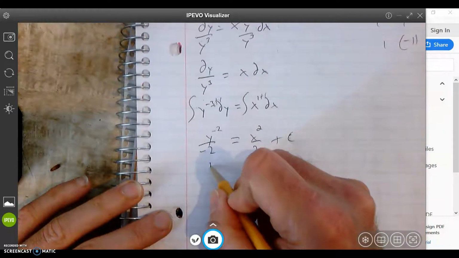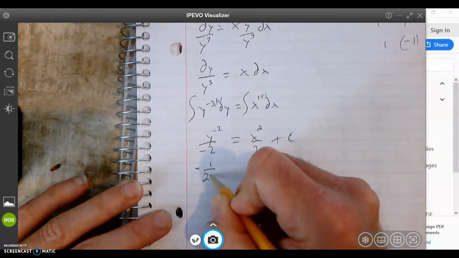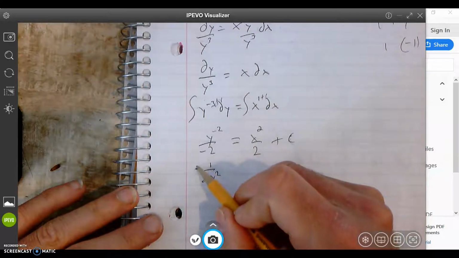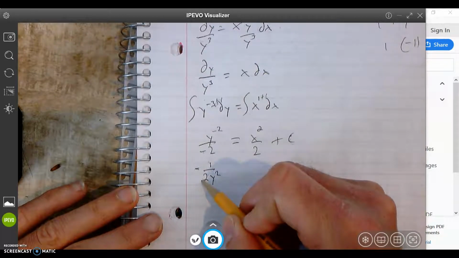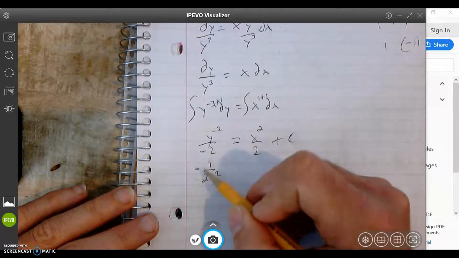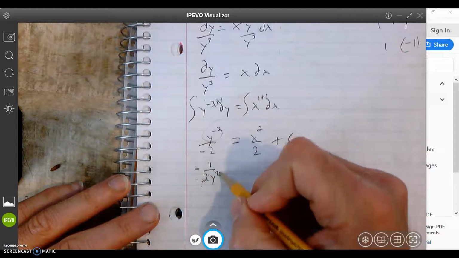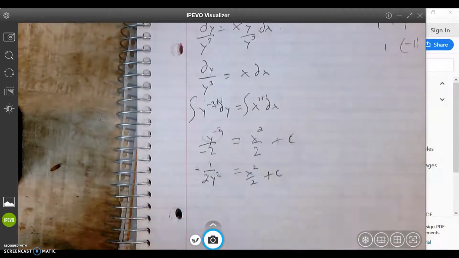So this is -1 over 2y squared, because I can put the negative anywhere, because negative divided by positive is a negative. So I don't have to have it on the denominator. I can have it out front or on the top. It doesn't matter, because a negative divided by a positive or positive divided by a negative is still a negative. And y to the negative 2, I put it down here, equals x squared over 2 plus c.